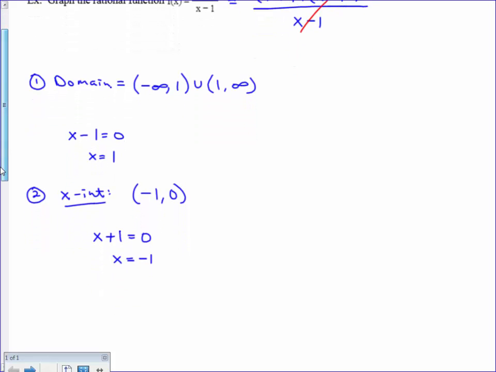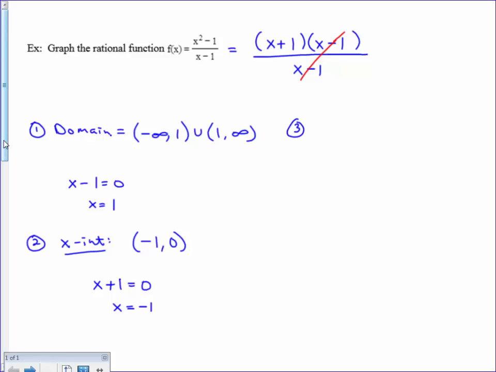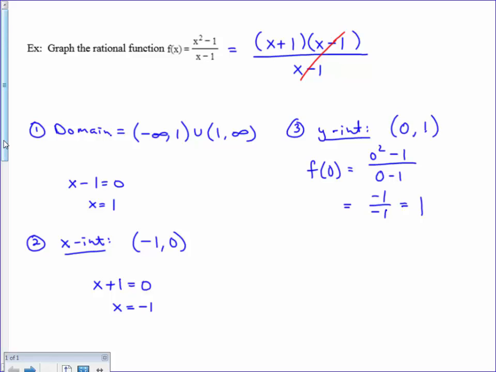Third step is to find my y-intercept. The y-intercept is found by substituting 0 for x. So f of 0 would equal 0 squared minus 1 over 0 minus 1. This would be negative 1 over negative 1, which would be positive 1. So the y-intercept would be 0, positive 1.